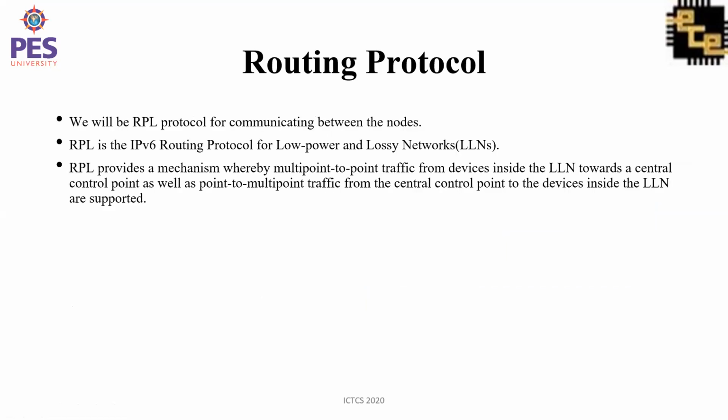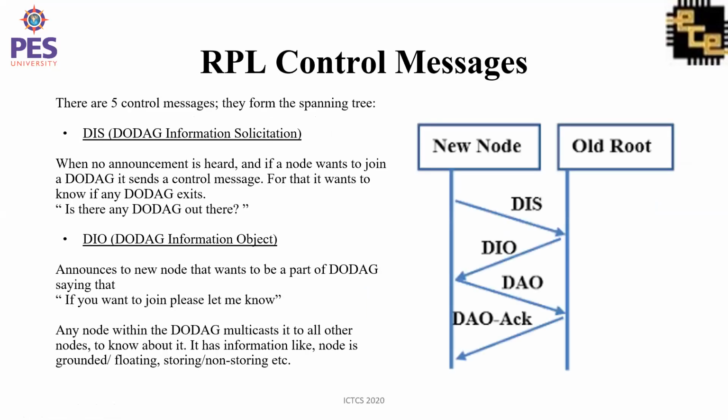So the routing protocol we used was RPL. It's an IPv6 routing protocol for low power and lossy networks. It has multipoint-to-point, point-to-multipoint, and point-to-point traffic. This mainly works through the RPL control messages. So imagine there are node A and node B, and they want to communicate with each other. First they form a DODAG. DODAG is a destination-oriented directed acyclic graph.